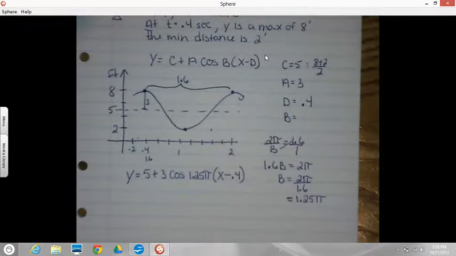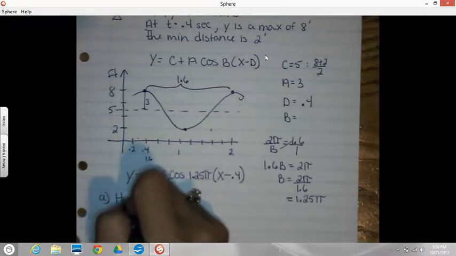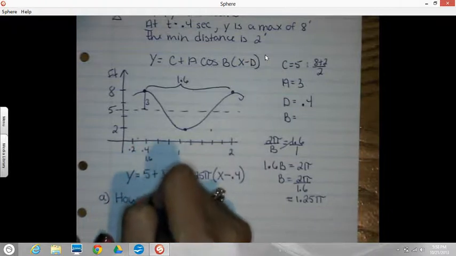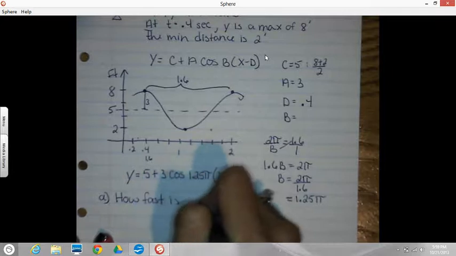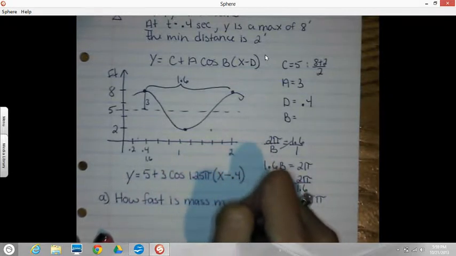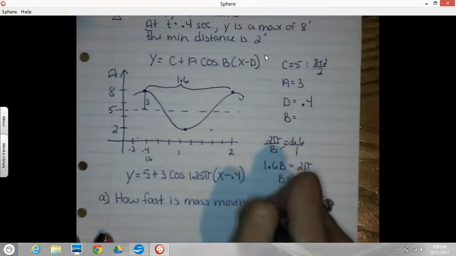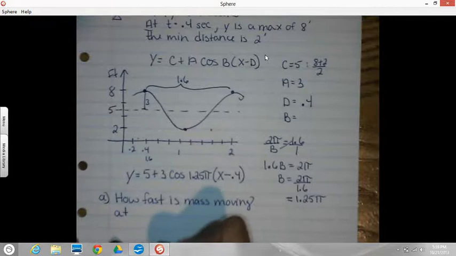Okay, my first question, call it part A. How fast is the mass moving at 1.4 seconds?